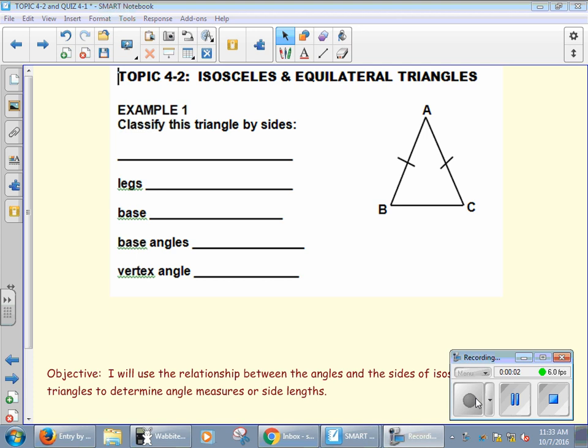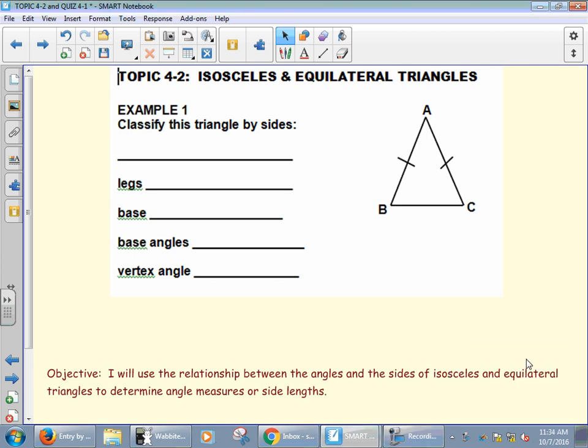All right, today we're going to talk about isosceles and equilateral triangles. Okay, so isosceles, what makes them special? Two of their sides are congruent, and two of their angles are congruent. Does everyone understand that? Angles and sides have a relationship. Okay, and if it's equilateral, all sides are congruent or all angles are congruent.